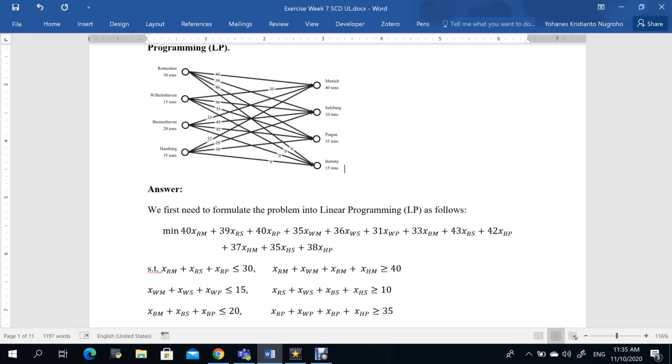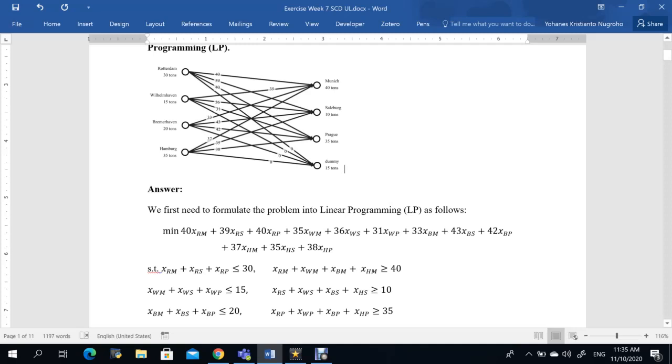In addition to those capacity constraints, we also have demand constraints, meaning that in order to satisfy demand at Munich, XRM, that is the delivery quantity from Rotterdam to Munich, and then also from Wilhelmshaven to Munich, from Bremerhaven to Munich, and from Hamburg to Munich, cannot be less than the demand at Munich of 40 tons, right? And that also applies for demand satisfaction at Salzburg and Prague, okay?